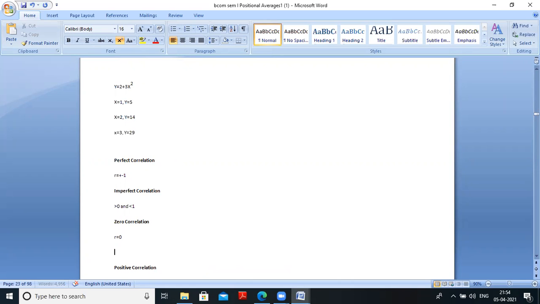Suppose I take the example like this. I have values of X and Y. Values of X are like -2, and Y is equal to X square, non-linear correlation. Y is equal to X square.